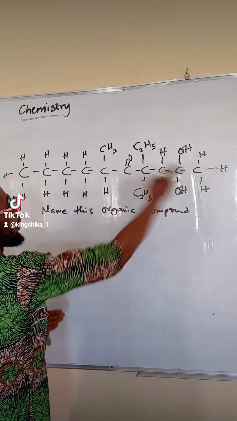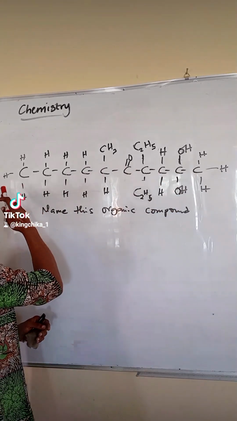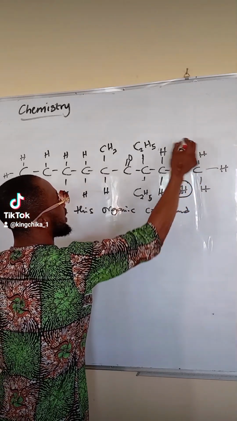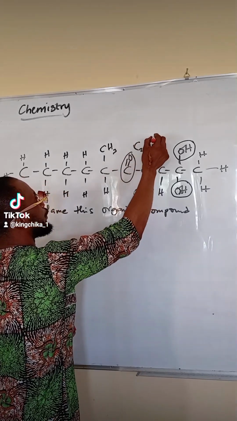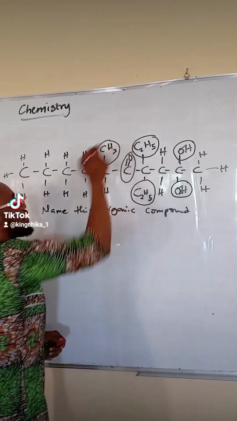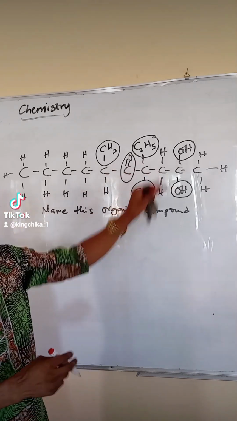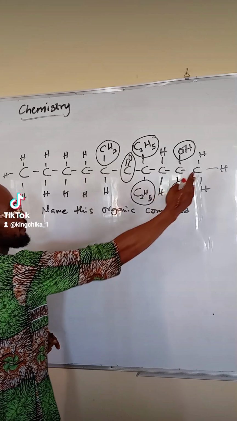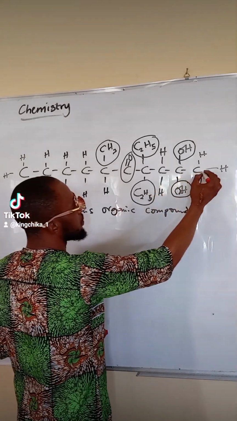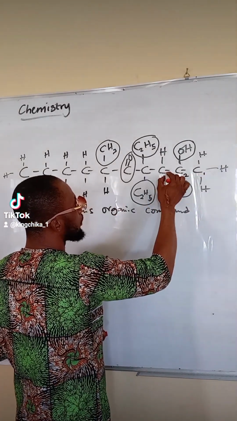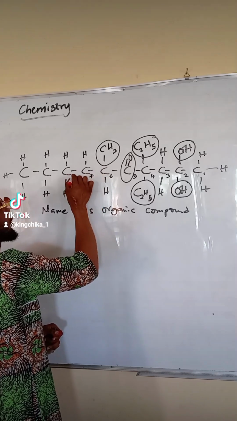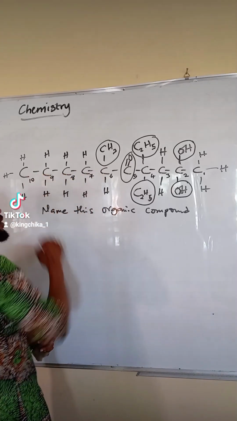Do we start this way or this way? Now, if you check, you find out that these functional groups and substituents are farther from the left and closer from the right. So our counting begins from this end. So this is carbon 1, carbon 2, 3, 4, 5, 6, 7, 8, 9, and 10.